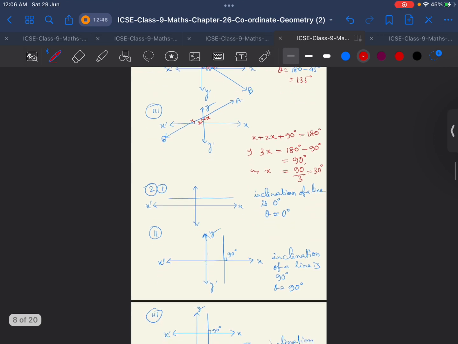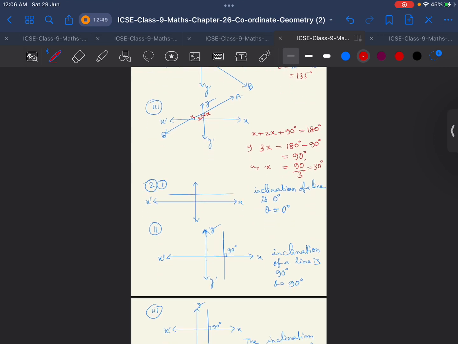Now question number 3, this is x and this is 2x. Here you see this is a 90 degree angle, and we know the sum of the angles of a triangle is always 180. So x plus 2x plus 90 equals 180. So 3x equals 180, shifting 90 to the right hand side, minus 90. So 3x equals 90, so x is 90 by 3. So this is 30 degrees.